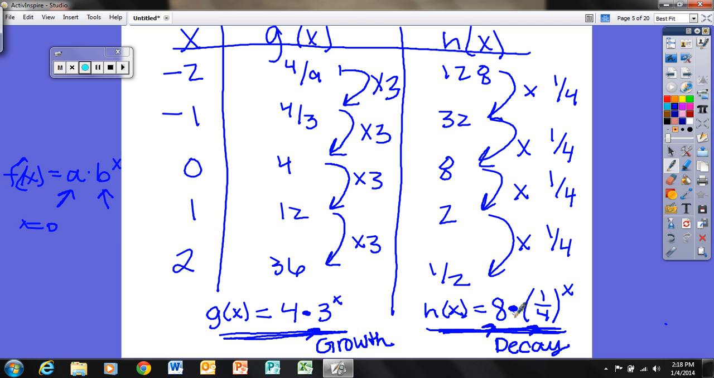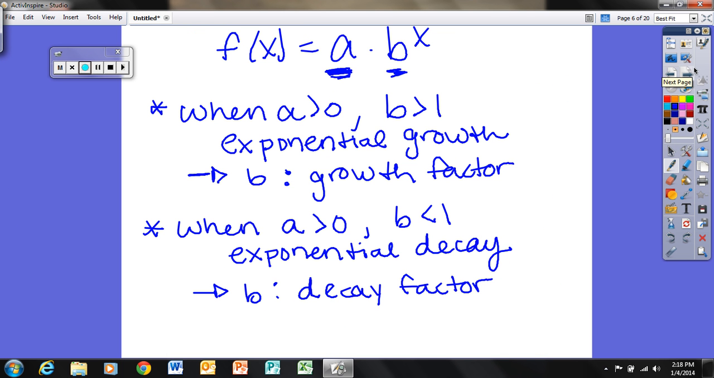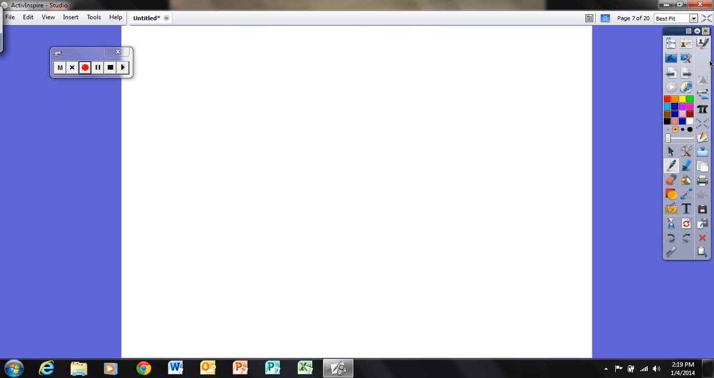And now this pretty much makes sense, because look, our growth factor is 3. We're growing by a factor of 3 each time. Factor means to multiply. So multiplying by 3 each time, we're growing by a factor of 3. In this case, we're decaying by a factor of 1/4 each time, going down by a factor of 1/4. When we multiply by a fraction, we're getting smaller and smaller and smaller. So that makes sense that that's a decay factor. And I'll go back to that in case you didn't grab those notes.